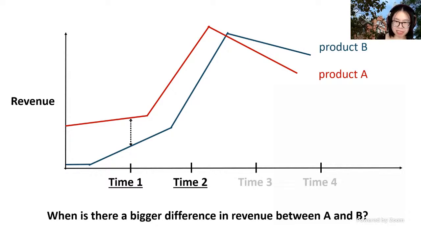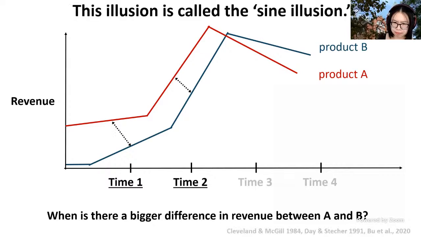So, moment of truth. Here's the difference between the two products at time 1 in comparison to their deltas at time 2. And you can see the difference at time 2 is much bigger. But my prediction is that all of us, myself included, saw the difference to be bigger at time 1. So this illusion is called the sign illusion.